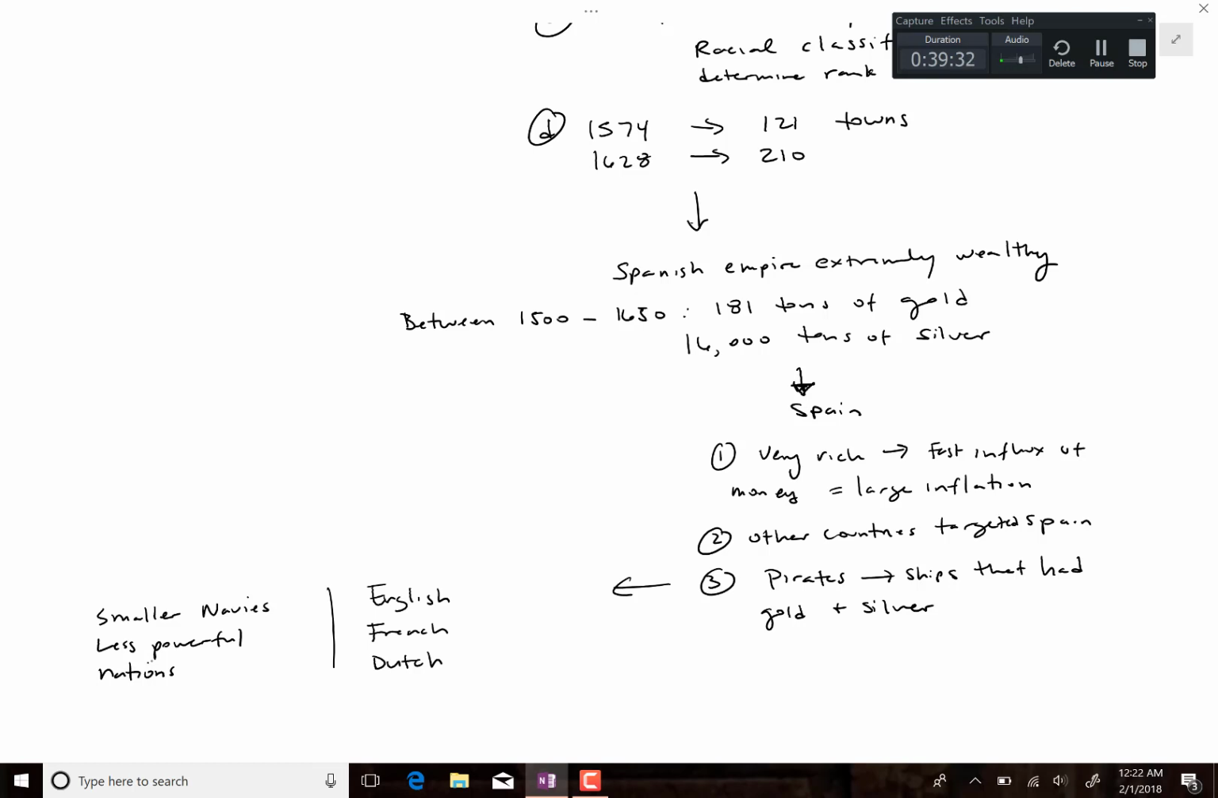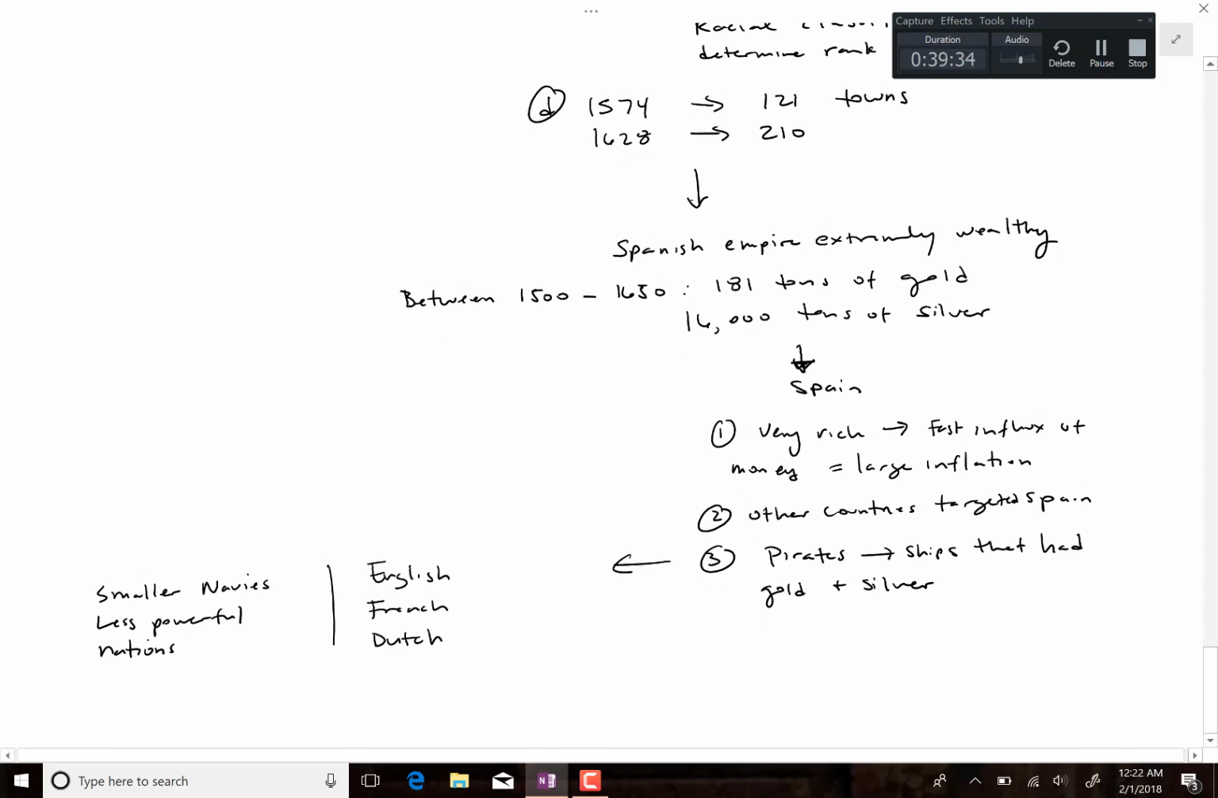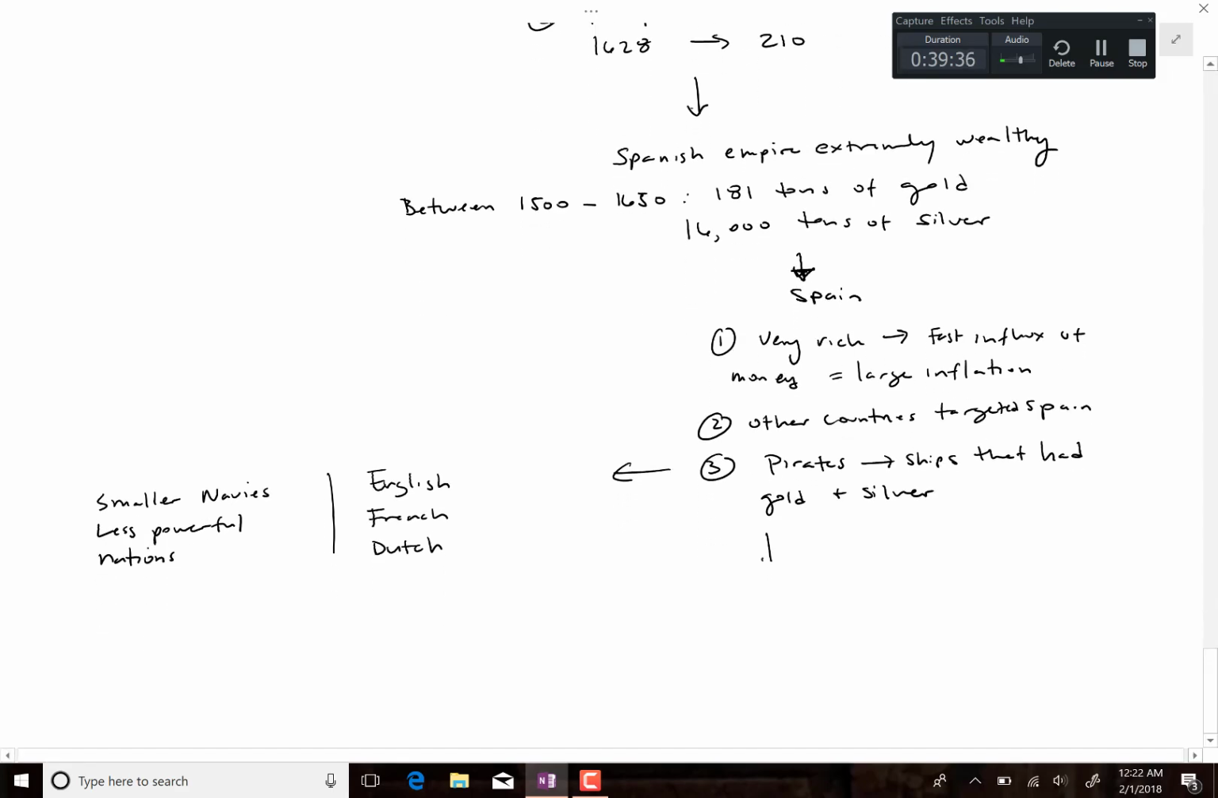This piracy was essentially a huge problem, and it leads to the creation of the Spanish Armada and the fight with England, which the Spanish lose, which was just unheard of. The Spanish Armada was 130 warships. The English had warships, but nothing compared to this. It's crazy that they lost.